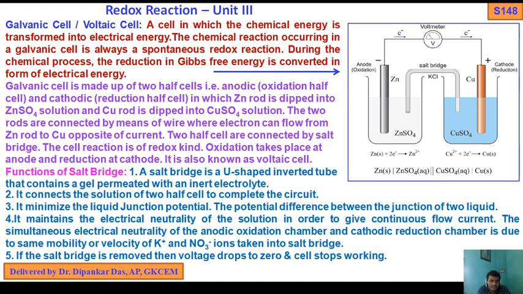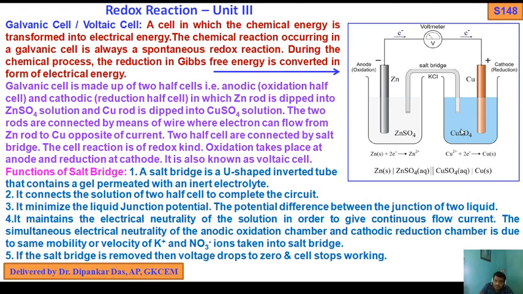Now a galvanic cell is made up of two half cells, that is, an anodic oxidation half cell and a cathodic reduction half cell. You see the two containers, two beakers. One beaker contains 1 molar zinc sulfate solution, in which a zinc rod is dipped. The other contains copper sulfate solution, in which a copper rod is dipped.